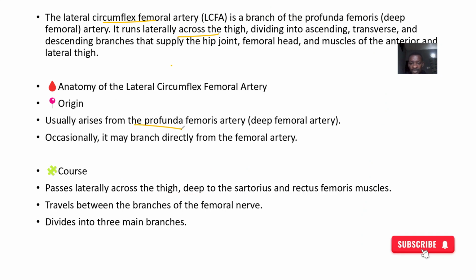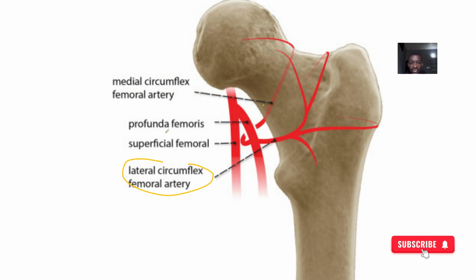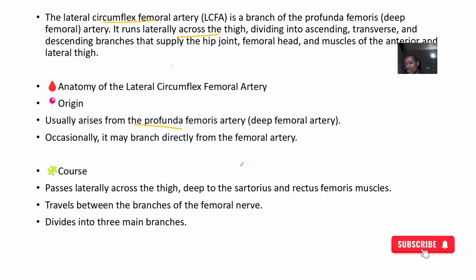So that arises from the profunda femoris artery. This is the profunda femoris artery, and it gives off the branch. So we're just talking about one of the branches, the lateral circumflex. We have the medial circumflex, which we'll talk about in the next video.